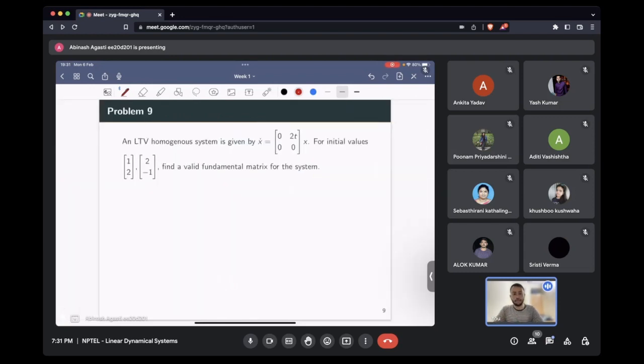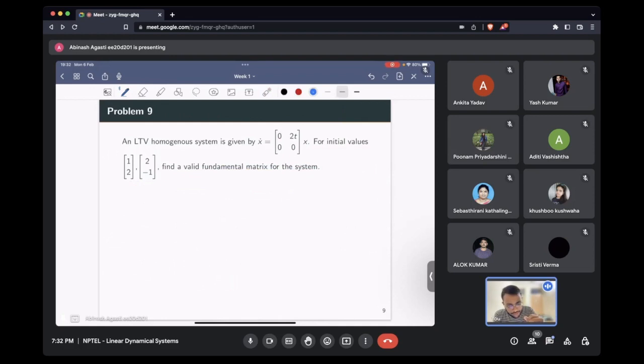Now we come to the final question of the session. We have a linear time varying homogeneous system. Up till this point, we only had LTI systems, so A and B were very nice constant matrices. But here we have a time varying system. It is an autonomous system, so no control input. The question is: for initial values of this, find a valid fundamental matrix for the system.